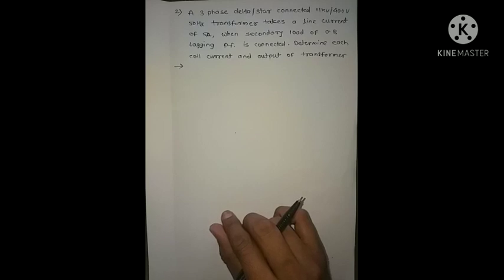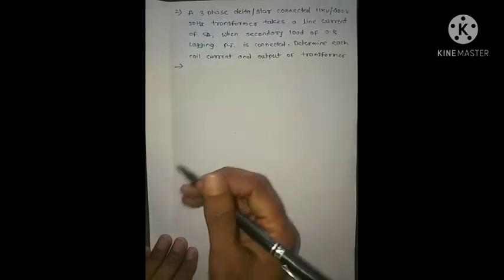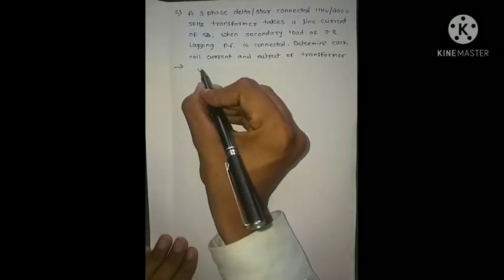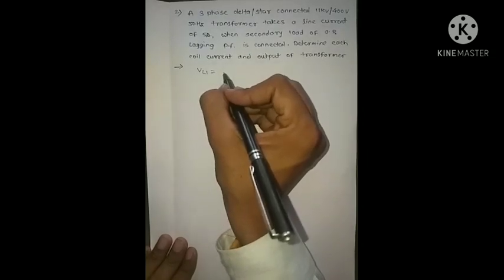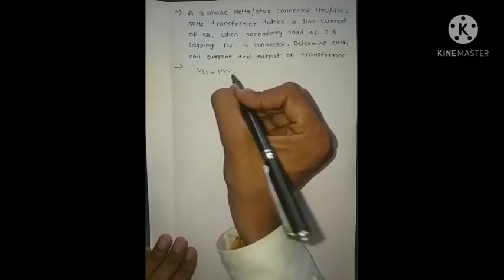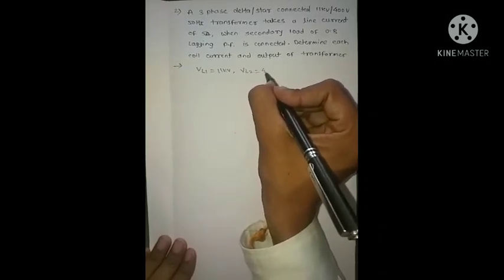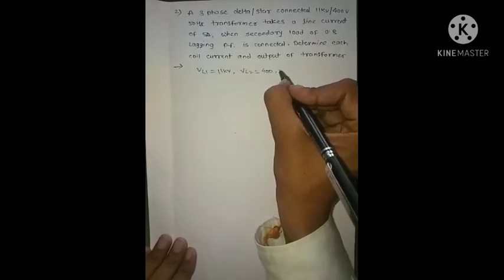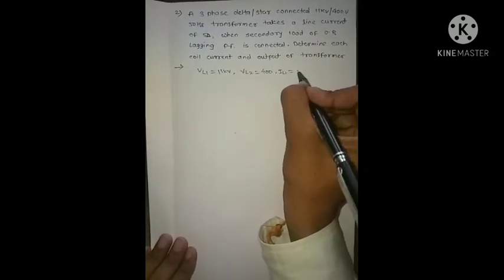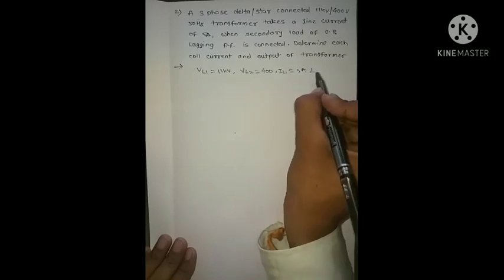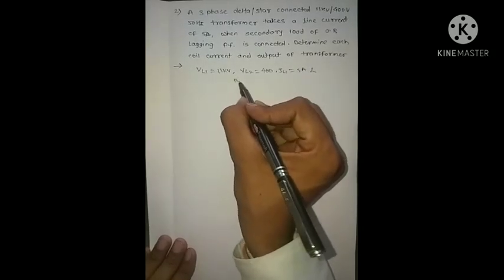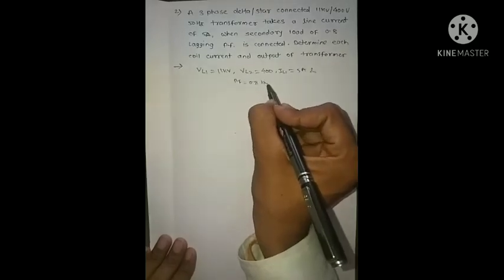Okay, so to solve this type of numerical we have to first of all write the given data. The given data is voltage of line 1, that means VL1 equals to 11 kV, VL2 equals to 400, IL1 equals to 5 ampere, and power factor is given 0.8 lagging.